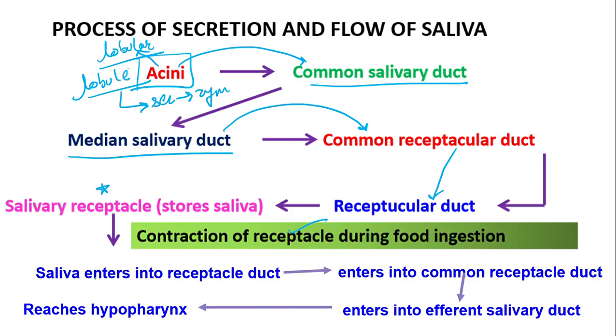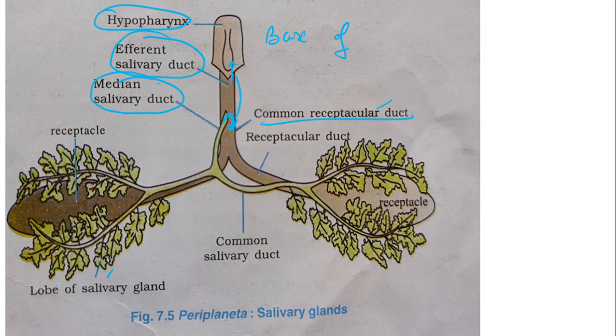The contraction of the receptacles leads saliva to enter into the receptacular duct, which enters into the common receptacular duct, and then into the efferent salivary duct and reaches the hypopharynx. Let me show you through this diagram. Let me erase it once.